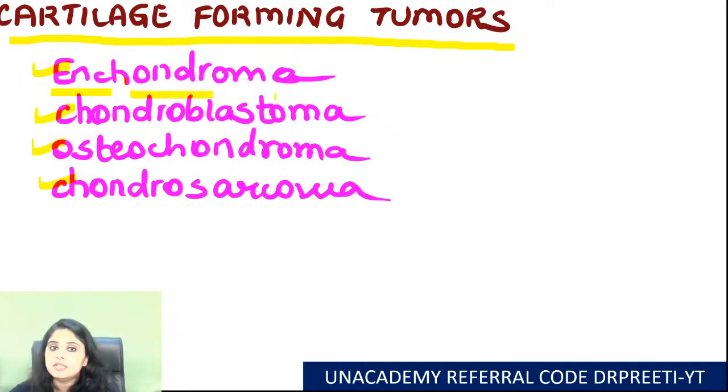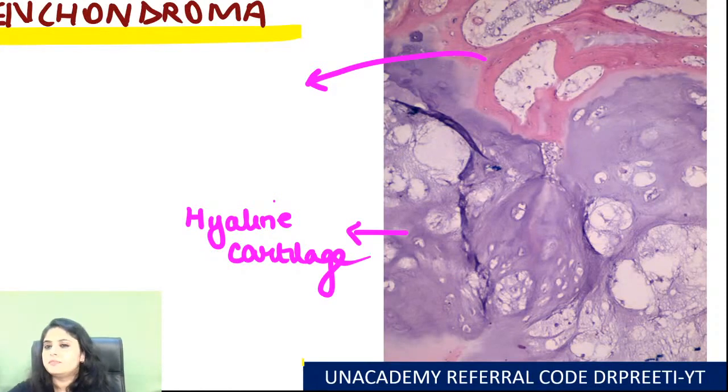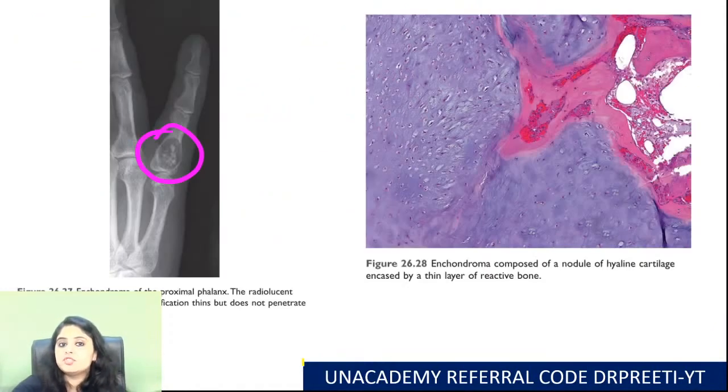The first one is a benign tumor called enchondroma. So let us see a picture. As the word suggests, enchondroma. In fact, let me go opposite and let me first show you a radiographic picture. When I say enchondroma, this is a picture I've taken from Robbins, so that you can also revise when you revise your notes.